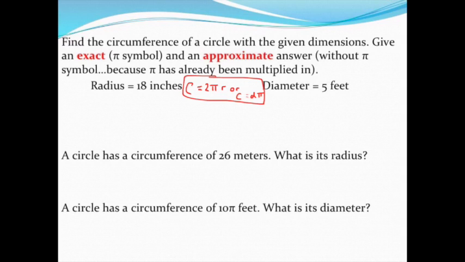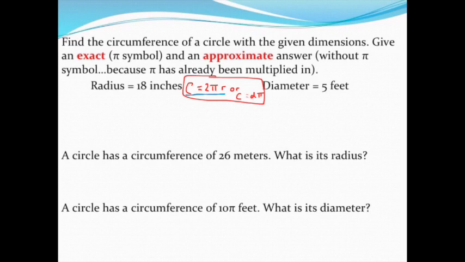To find the circumference of a circle, we're going to use the formula circumference is equal to 2 pi r, where r is the radius of the circle. Because if we were to multiply the radius by 2, that would give us the diameter, we also have a second formula we can use. We could just use diameter times pi. But typically I'm going to stick with using 2 pi r.